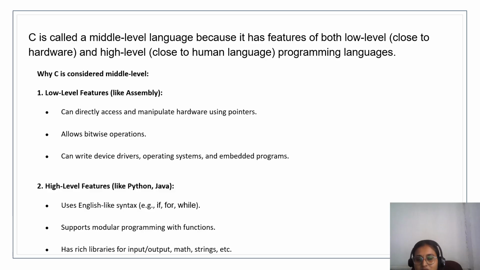And coming to C, we call it a middle level language. Why are we considering C as a middle level language? C is called a middle level language because it has the features of both low level and high level. Low level means it is close to the hardware, close to machine language, and high level means it is close to human language programming. So C is considered both a low level and a high level language.